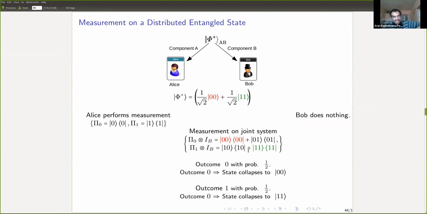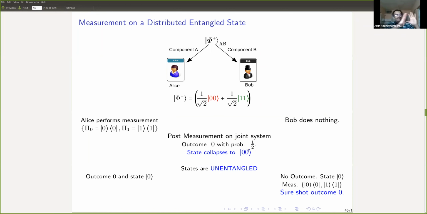But remember what has happened. The state of the system has collapsed, right? So now if Bob performs a measurement, so Alice performs her measurement and she just holds her outcome. But what has happened is the system has collapsed. Now, if Bob performs a measurement, he will get exactly the same outcome as Alice. So if Alice has got 0, Bob will get 0. If Alice gets 1, Bob gets 1. So in other words, with probability half, both of them get 0 or both of them get 1. Which means that these are like secret keys that are just randomly generated, distributedly.